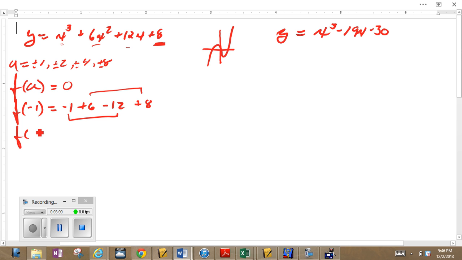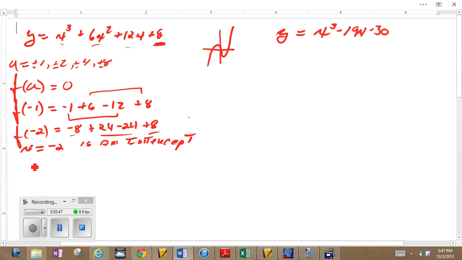We'll try evaluating f at -2. So -2 cubed is -8. -2 squared is 4 times 6 is 24. -2 times 12 is -24, and then we have an 8, so it looks like we got something here. We got the -8 and the positive 8 canceling out, so this is working for us. So therefore, x equaling -2 is an intercept, mainly because the function evaluated at -2 yields 0.